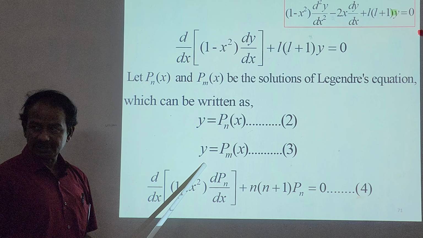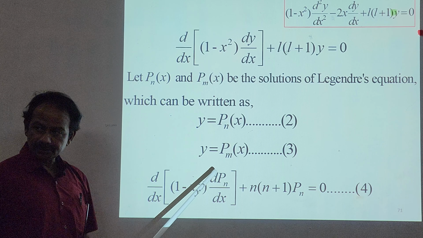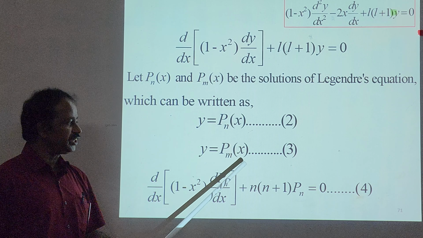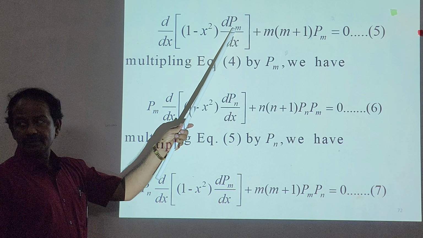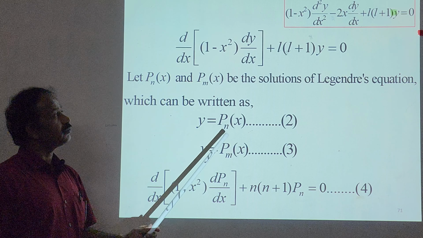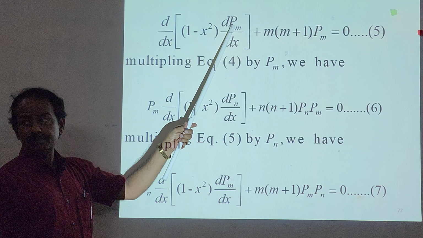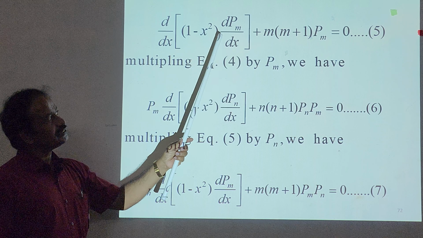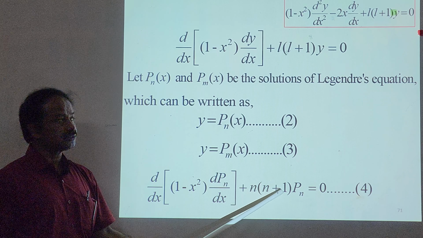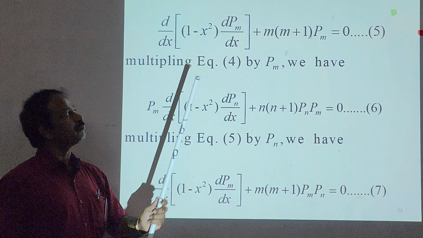Now you will go for the second solution. For y you are going to substitute Pm of x. So one is Pn of x, another one is Pm of x. Otherwise it's the same thing. See here it is n into n plus 1, and here it is m into m plus 1.